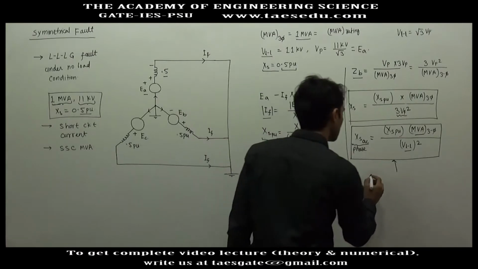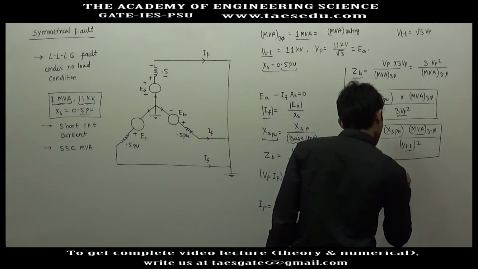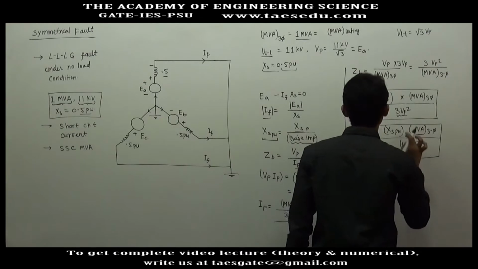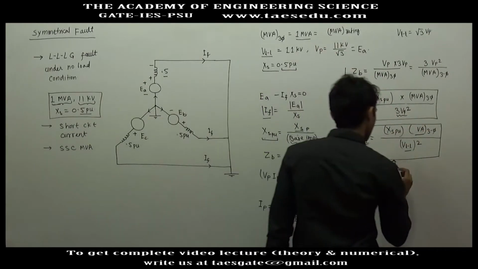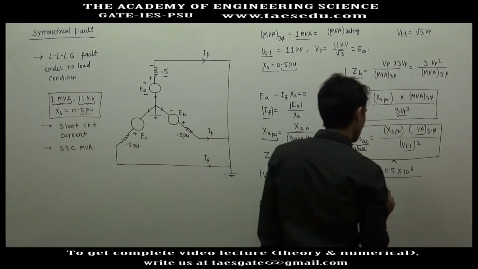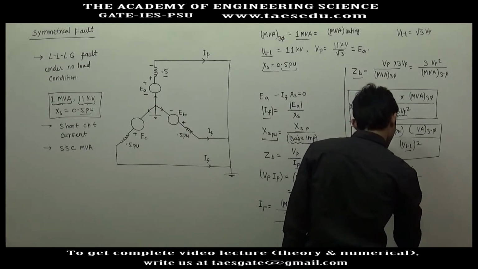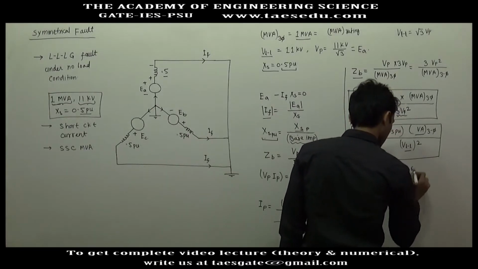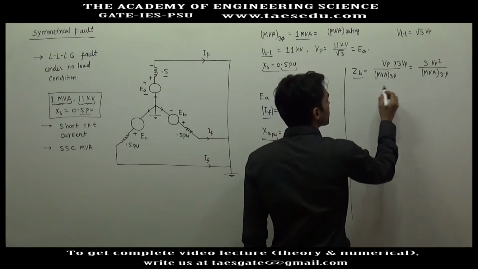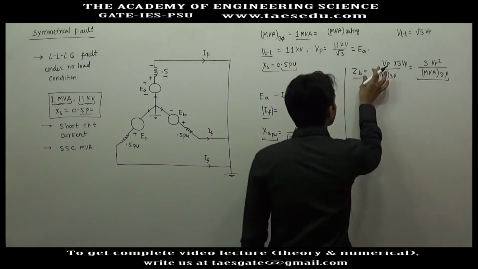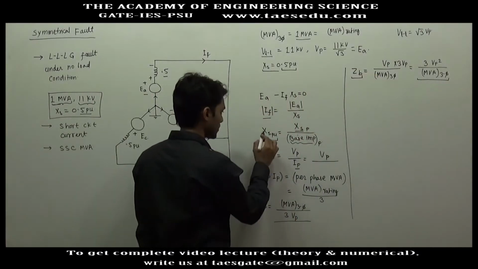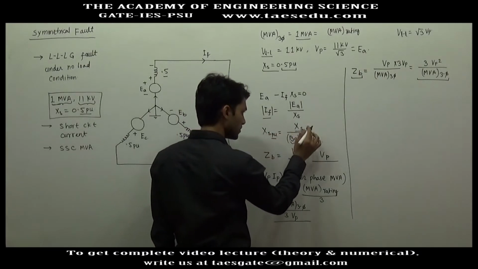So what will be the numerical value here? This is 0.5. Instead of MVA rating, I will prefer to write simply VA. So what is the VA rating? 1 MVA. This means we have 10 to power 6. And VLL is 11 kilovolt, means 11 into 11 into 10 to power 3 into 10 to power 3. So okay, this is the expression for base impedance, per phase base impedance. Okay, the value of base impedance per phase, and here you have the relation between PU value and ohmic value.